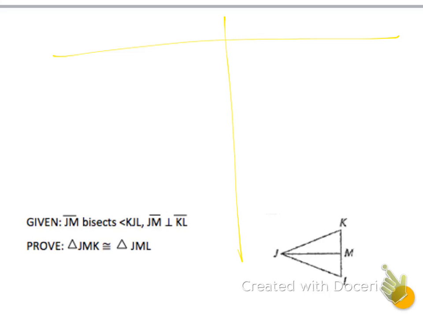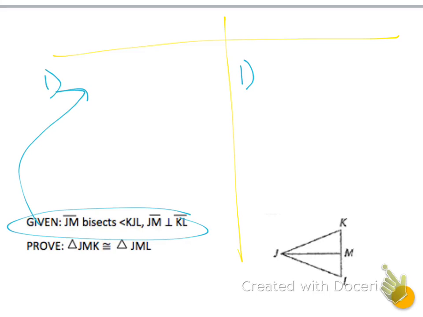Okay, so we start with our given. So I'm going to draw an arrow to save time. And then the reasoning is given. So I have JM bisecting angle JKL and JM being perpendicular to KL.